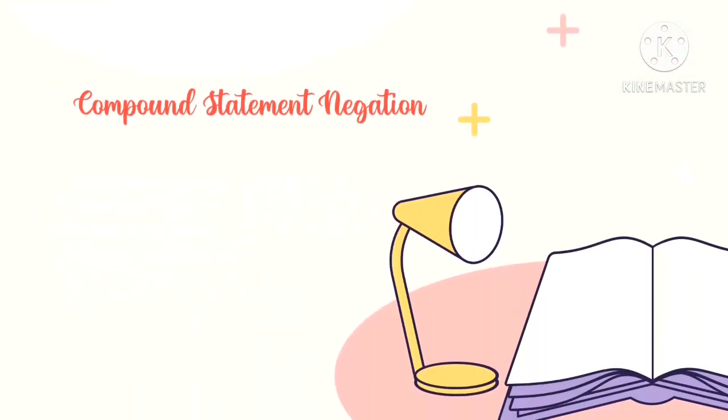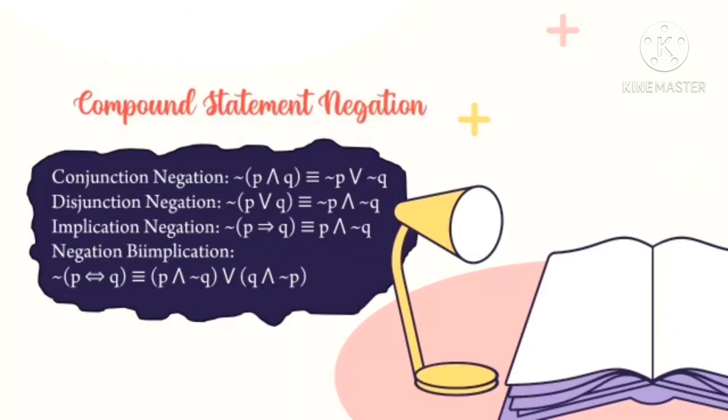Next, about compound statement negation. Conjunction negation: negation of P and Q is equivalent to negation P or negation Q. Next, disjunction negation: negation of P or Q is equivalent to negation P and negation Q. Next, implication negation: negation of P then Q is equivalent to P and negation Q. And the last, biimplication negation: negation of P if and only if Q is equivalent to P and negation Q, or Q and negation P.